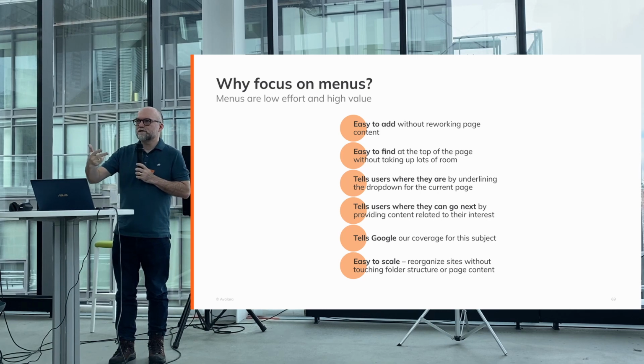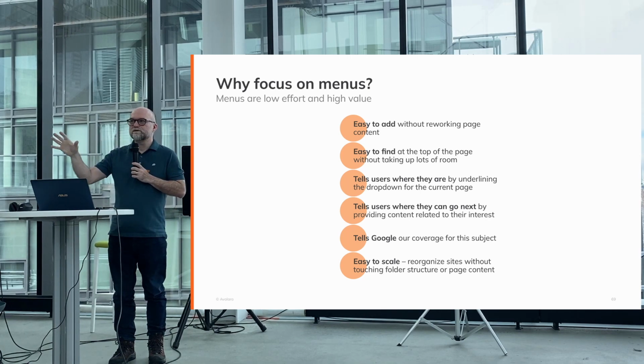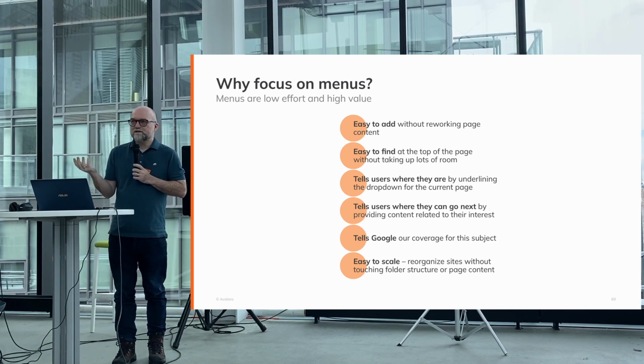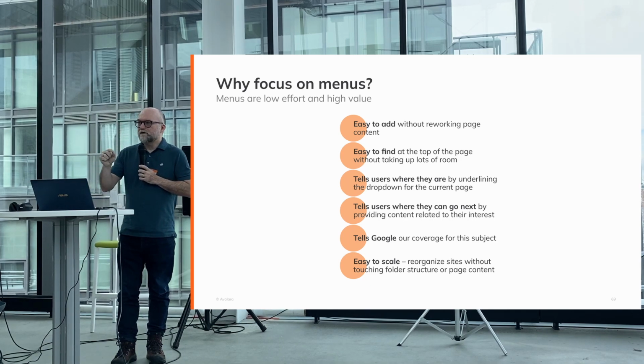People know what a menu is, they know what it looks like, and it's not a new or a weird sort of capability. It doesn't take up a lot of room, but it provides a lot of access. And it also can act as a wayfinding technique. It tells people where they are by underlining the drop down for where they would find the current page.